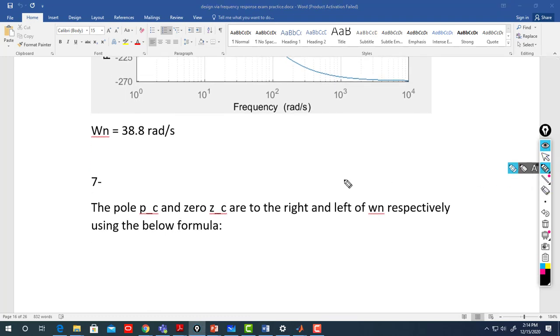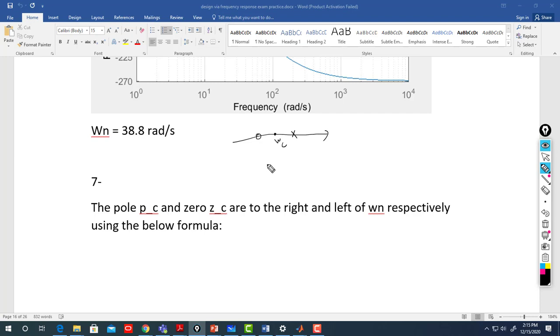Then here what you will do is you want to place a pole and zero. If that's omega n, you want to place a pole and zero to the left and right of it. Remember, this is a lead compensator, so the derivative term dominates, so you have the zero here and the pole here. So the pole is to the right and the zero to the left of omega n respectively. Well, so do I need to do the same then as before?